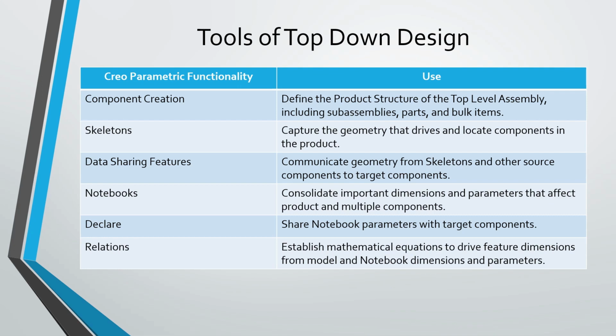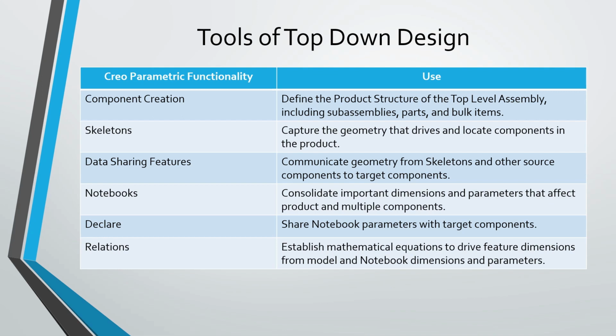We also have skeletons, which are special kinds of parts that capture the geometry that we want to use to control multiple different components. They can be used to define geometry, and they can also be used to locate the components with your various assembly constraints. We have data sharing features, which allow us to communicate the geometry from the skeleton and any other parts or assemblies into target parts so we can use them as a reference for creating more geometry.